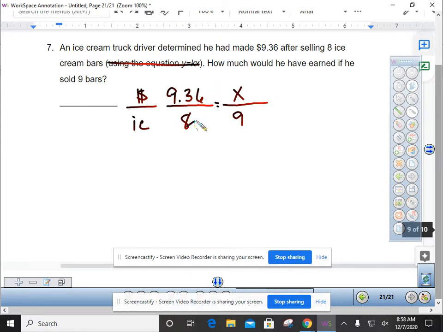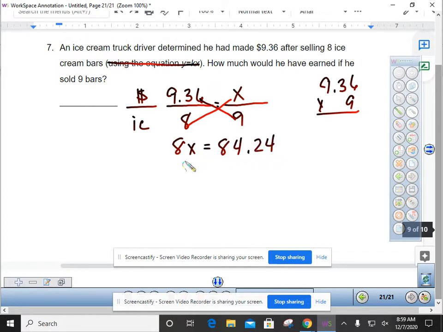So you can solve this the way you know how, which is 8 times x is 8x. And then you do 9.36 times 9. What'd you get, Maddie? 84.24. What do you do from here? Perfect. This all should sound very familiar to you, does it? Yes, ma'am. We've been doing it all year, since it was like the second thing we started doing.